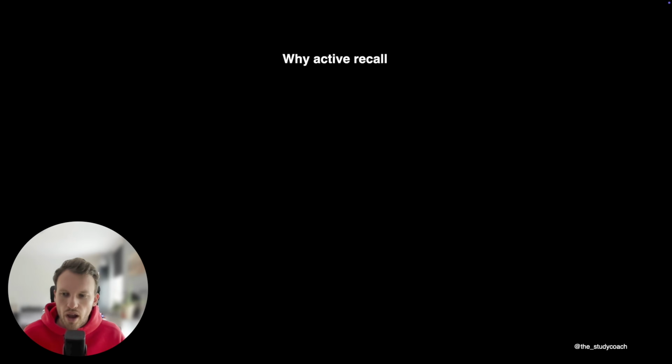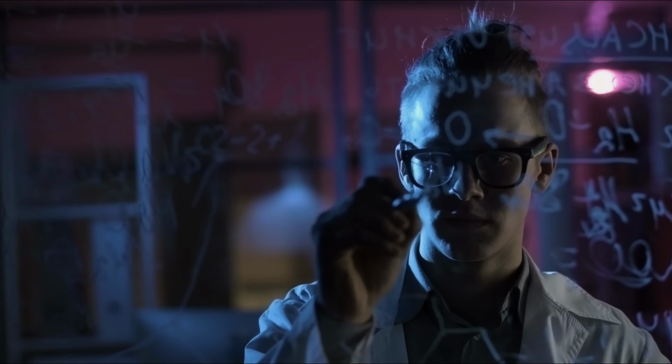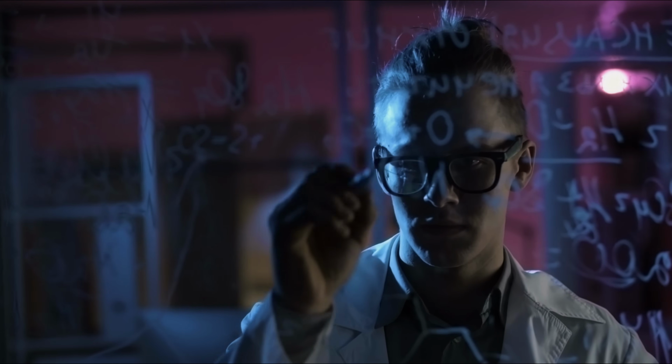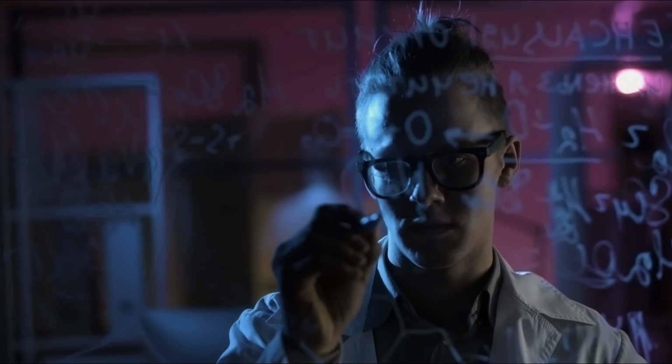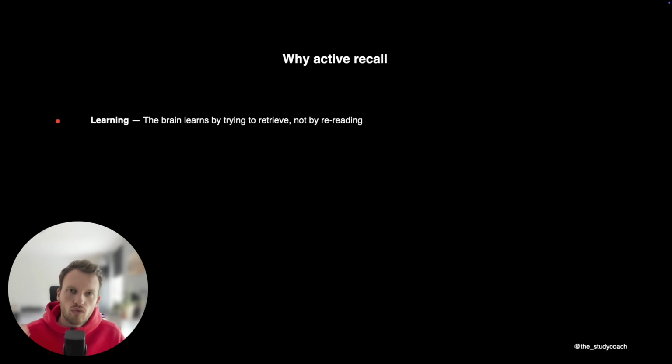So first of all, why active recall? Your brain learns by trying to retrieve information, not by rereading. So if you are still rereading your notes, rereading your textbook over and over and hoping that it sticks, that is the problem right there. You need to start actively recalling information more often, and we'll shortly talk about different methods that you can apply.